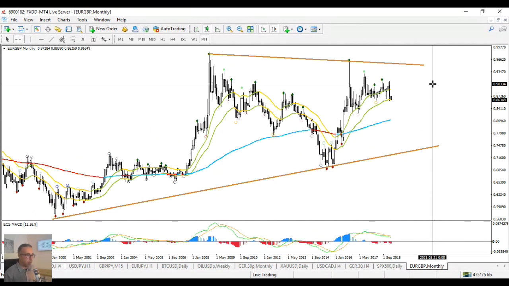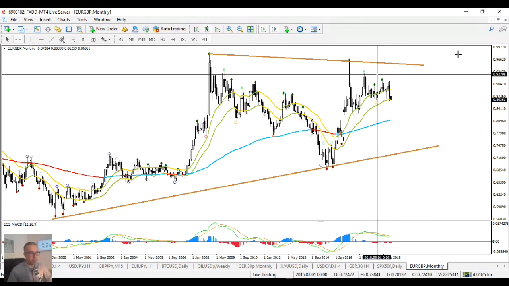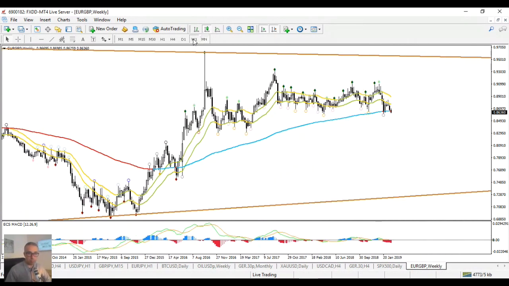The moving averages are aligned. Price used to be above the 21 EMA. Now it's trying to break below it, but the alignment is still there. On the weekly chart, we see that too. Same thing.